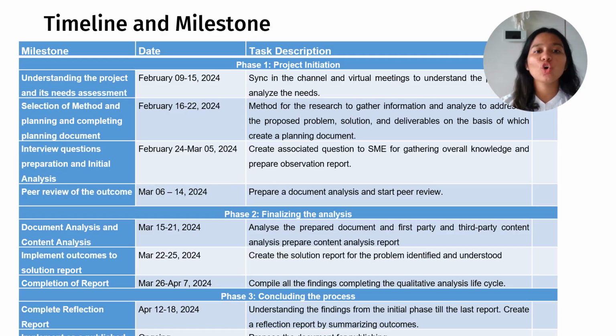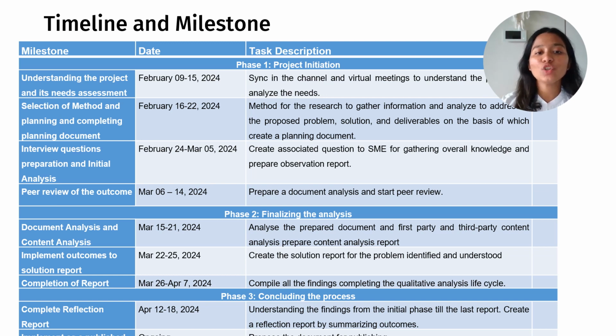This slide provides an overview of the project timeline broken down into three phases. Phase 1 focuses on project initiation, including understanding requirements and selecting methodology. Phase 2 involves finalizing analysis through interviews, document analysis, and peer review. Phase 3 concludes the process with completion of the final report and implementation and publication of research findings. This also highlights the key milestones and deadlines throughout the project timeline. Each milestone corresponds to a specific task or set of tasks to be completed within a certain time frame.